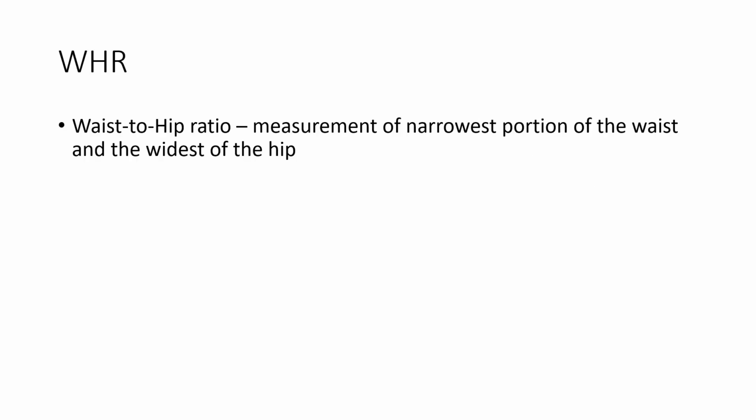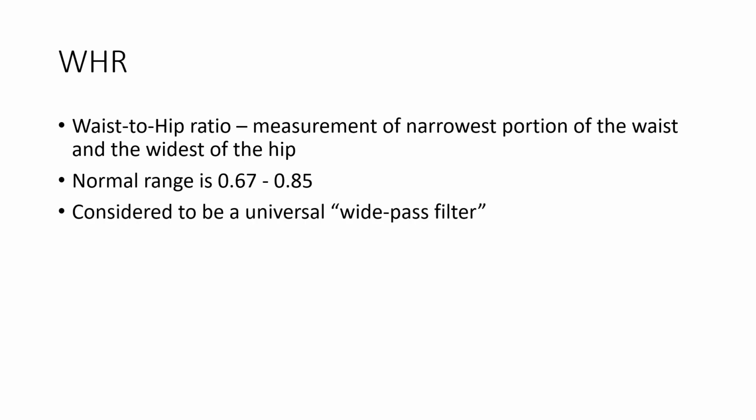First, let's take a look at one of the terms in the title of this article, waist to hip ratio, or WHR for short. This is the ratio between the measurement of the narrowest portion of the waist to the widest portion of the hip. That ratio, considered to be a normal range for that ratio, is anywhere from 0.67 to 0.85.